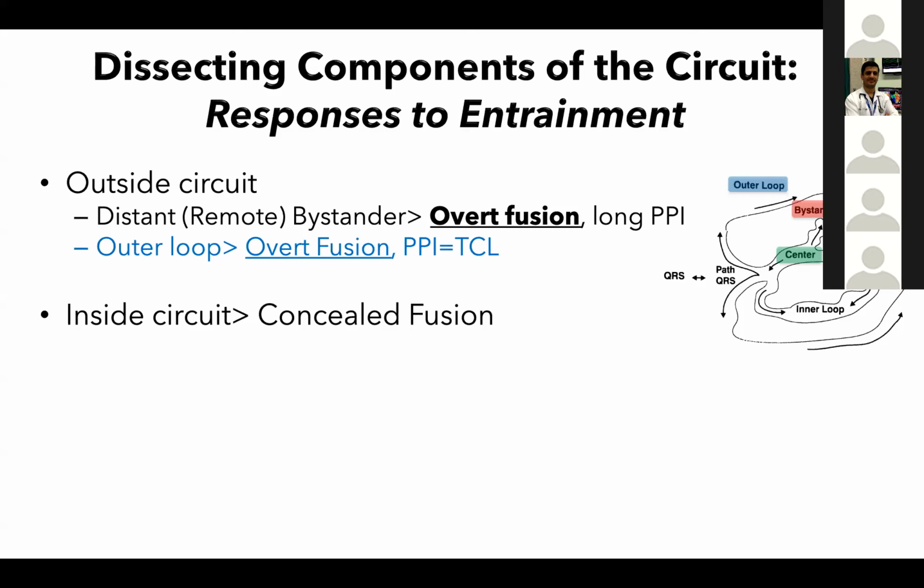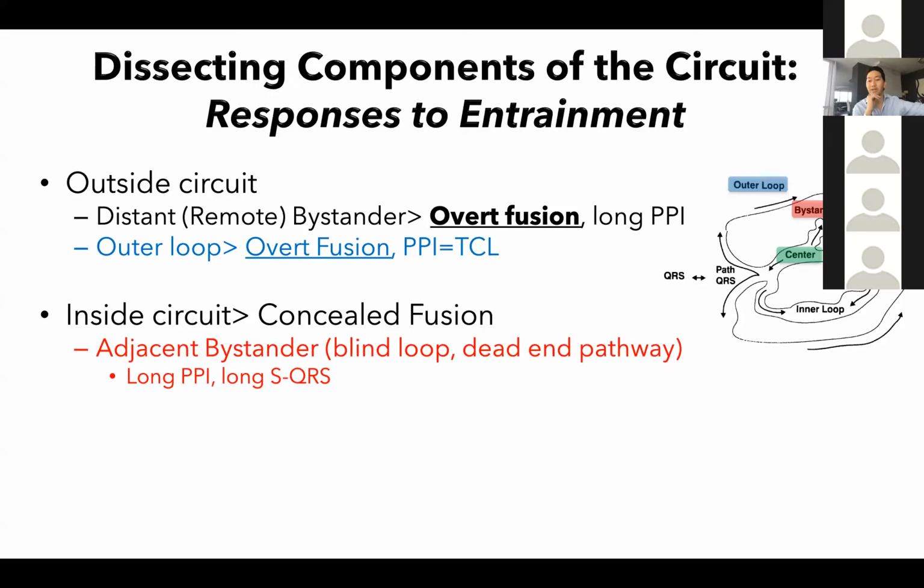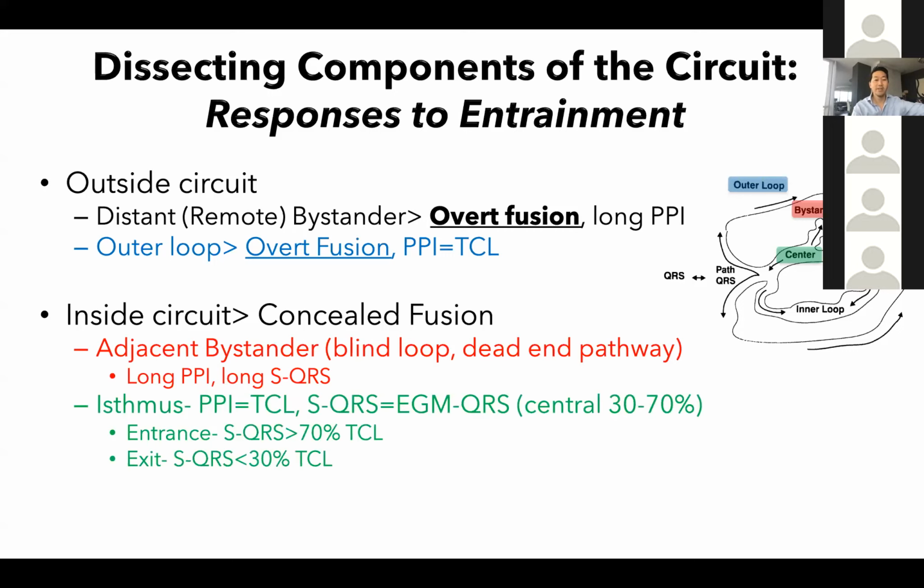Then you look at your stim to QRS and your EGM to QRS to give you some sense that if you have a long stim to QRS, you're either at a bystander or you're at an entrance site. But if your PPI is long, then you have to be at a bystander. And again, that's called a blind loop or a dead end. In the isthmus, the PPI and the TCL should be the same. The stim to QRS and the EGM to QRS should be the same because that means the area that you are recording from is exactly the one that you are capturing.